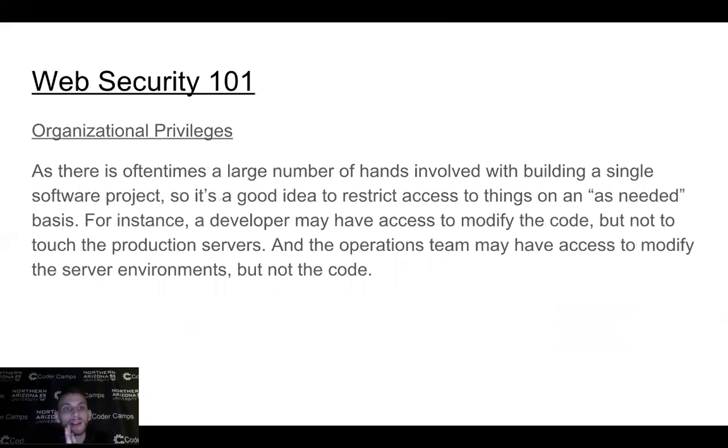Moving right along, let's talk about organizational privileges. As there's oftentimes a large number of hands involved with building a single software project, it's a good idea to restrict access to things on an as-needed basis. For instance, a developer may have access to modify the code, but not to modify or touch the production servers. And the operations team might have access to modify the server environments, but not the code.